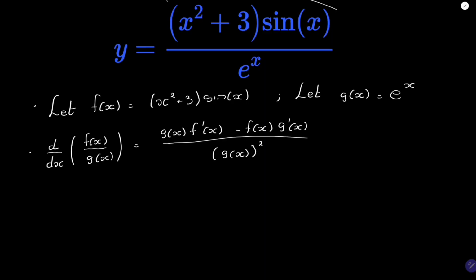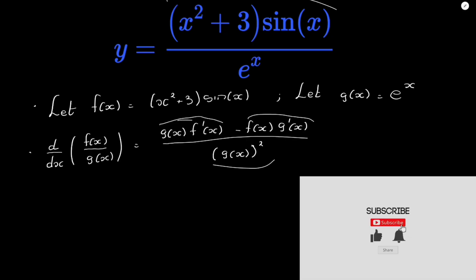So in this expression, there are three different terms we need to find. Our first term is the product g of x and f prime of x. Our second term is the product f of x and g prime of x. And our third term is the square root of g of x. So let's start with our first product.